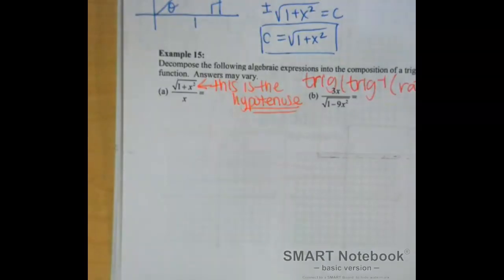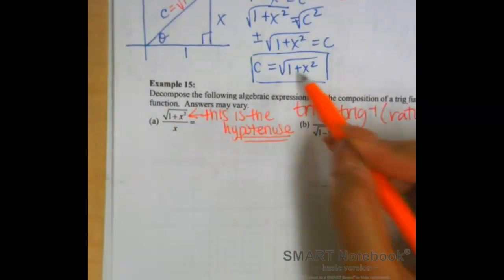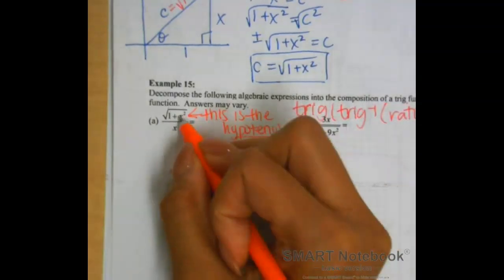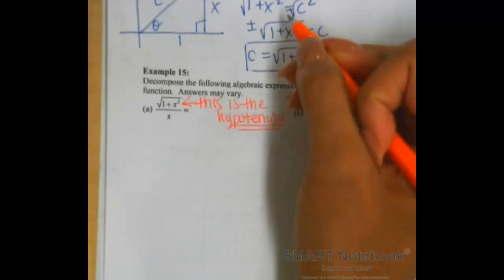For this question, it's the hypotenuse. Notice that it's the exact same. It's 1 plus x squared. The reason why this is a hypotenuse is because of this plus. You have to add both of your terms if you're trying to find your hypotenuse.